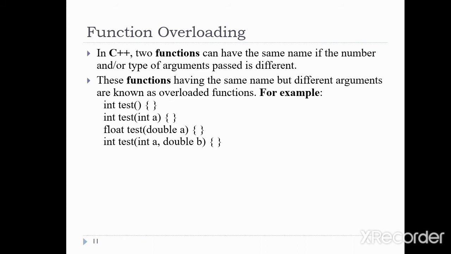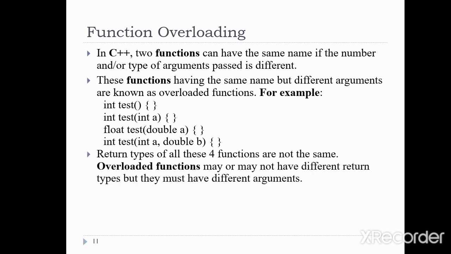So same name but different arguments; here the arguments are different but the function name is the same. So that is called same name but different arguments in function overloading. The return types of all these four functions are not the same. Overloaded functions may or may not have different return types, but they must have different arguments.